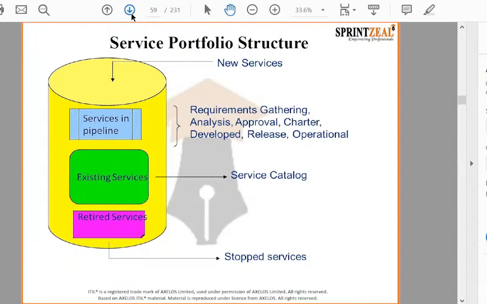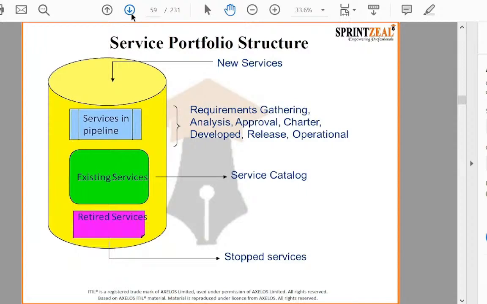And the easiest way to remember your existing services is your service catalog. The service catalog is what you put on your website. We're Domino's. We provide this, this, this, this, this. That's your service catalog.